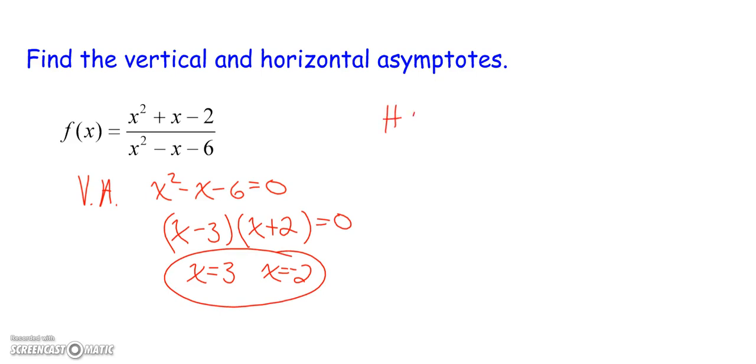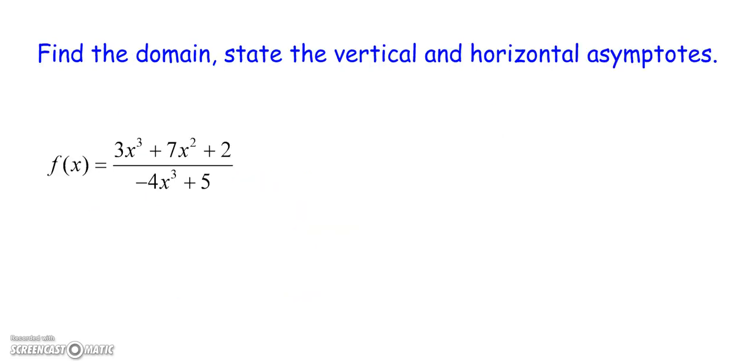To find our horizontal asymptote, well, I examine my degrees. Both degrees are 2. I hope you're saying, look at the leading coefficients. Here are our leading coefficients, and we're going to say y equals 1 over 1 or y equals 1. They both work. Moving right along. Here we're going to find the domain, state the vertical and horizontal asymptotes.